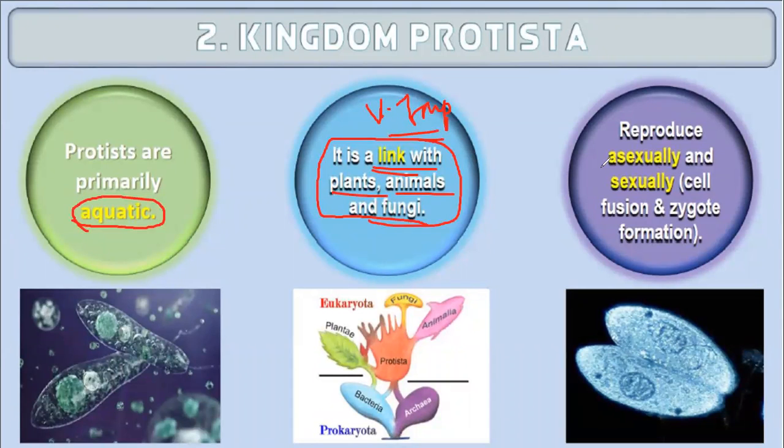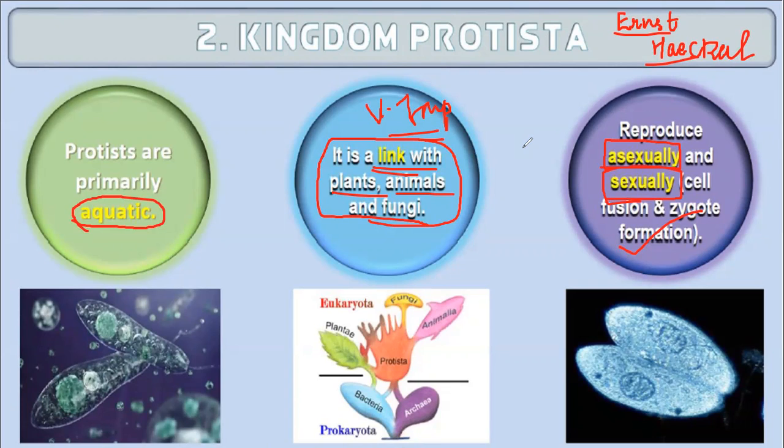In Protista, you can see both modes of reproduction, asexual reproduction and sexual reproduction, involving cell fusion and zygote formation. So who was the first person to study kingdom Protista? It was Ernest Haeckel. Ernest Haeckel was the first person who studied Protista.